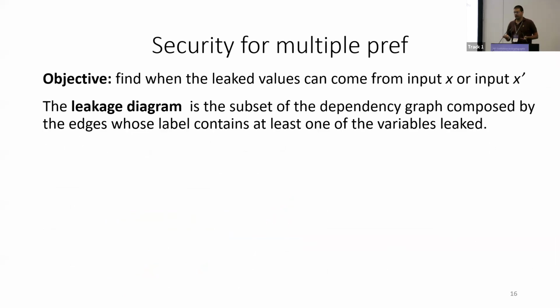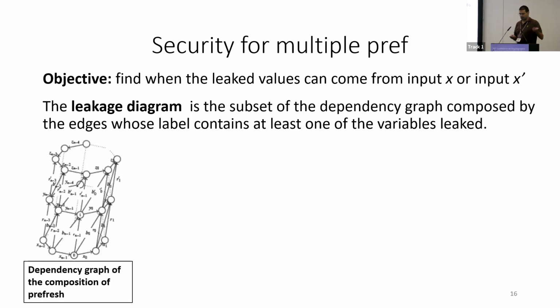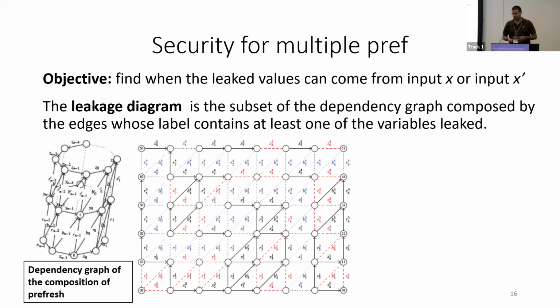Now, okay, we have done security for a single refresh, but maybe you can have multiple refreshes one after the other. First, we need to give the dependency graph. Each refresh has a dependency graph which is a cylinder, and we can observe that the top circle of the bottom cylinder contains the same variable as the bottom circle of the top cylinder. So we can glue them together, and so we have the dependency graph of the composition.